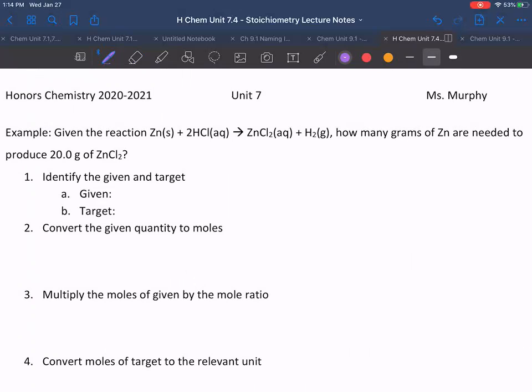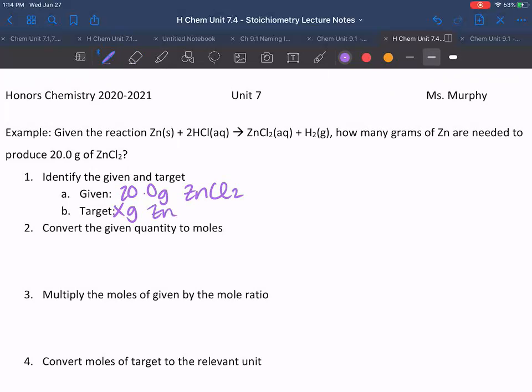Given this reaction between zinc and hydrochloric acid, it's asking how many grams of zinc are needed if we want to get 20 grams of zinc chloride. So what's our given? Pretty much think of your given as your goal. 20 grams of zinc chloride. And our target, grams of zinc. We want to know X grams of zinc.